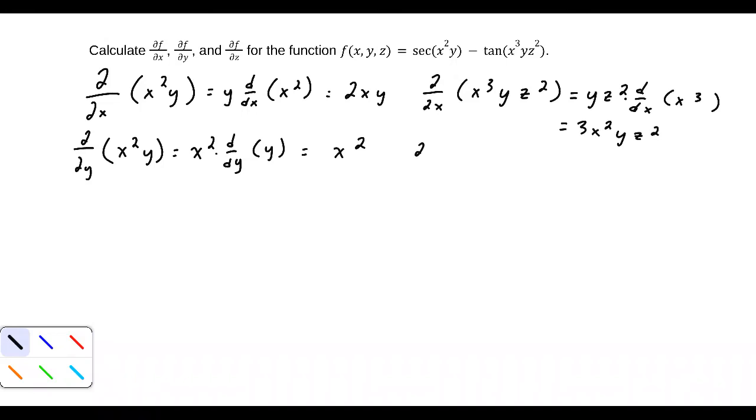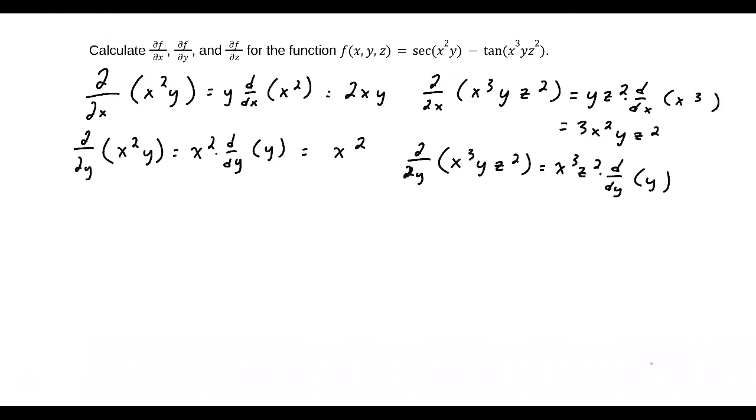All right, now we'll find the partial with respect to y of that same expression of x cubed times y times z squared. We'll treat x and z as constants. So this would be x cubed z squared multiplied by the derivative with respect to y of y. That's equal to 1. So that particular partial is x cubed z squared.